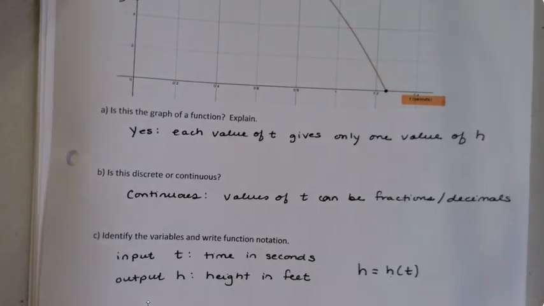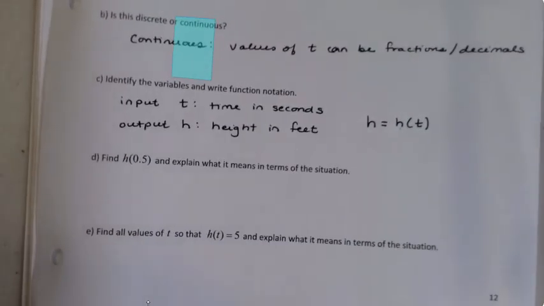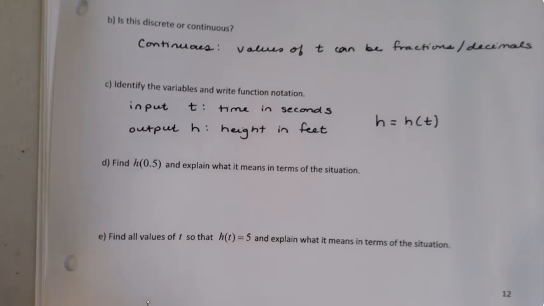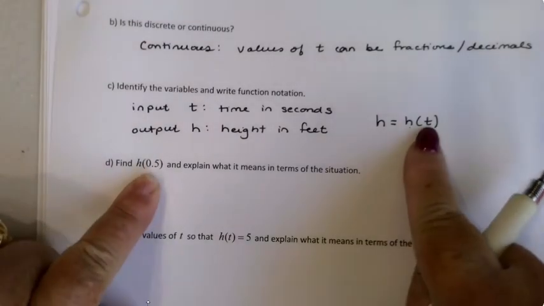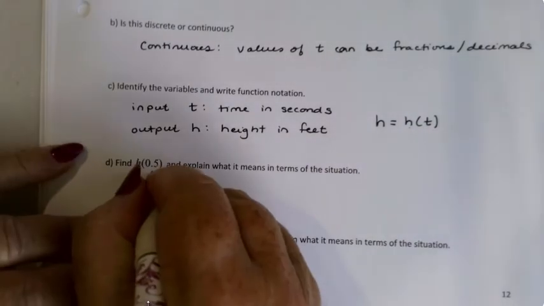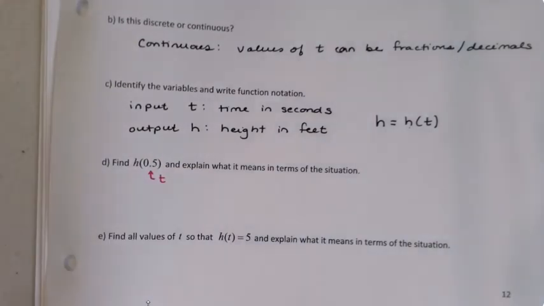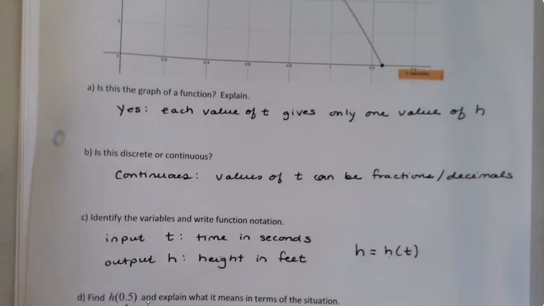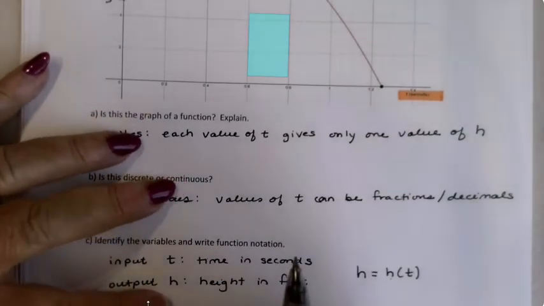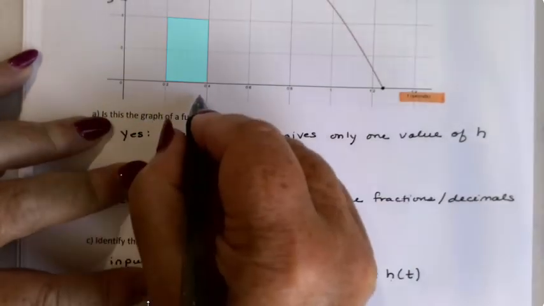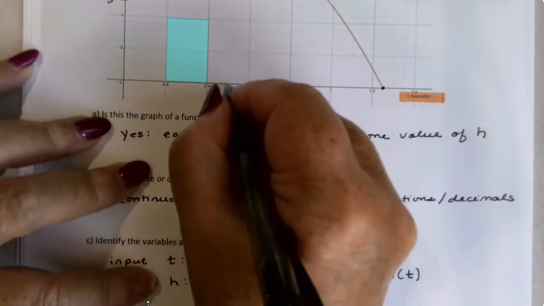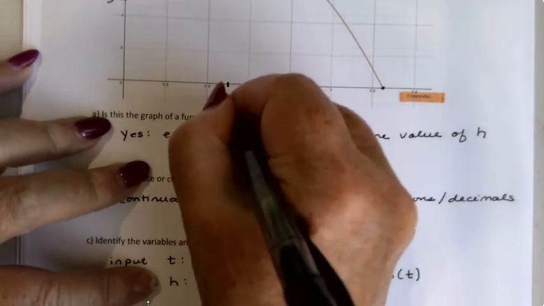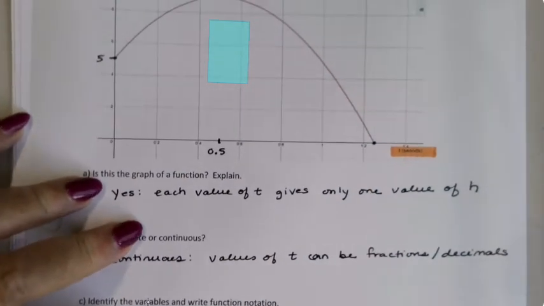All right, the next question. Find h of 0.5 and explain what it means. The 0.5 is the t value. So I'm going to go up to my graph and find t equals 0.5 and see what height that corresponds to. So let's see here. 2, 4, 6, oops, halfway between 4 and 6, there we go, would be 0.5.